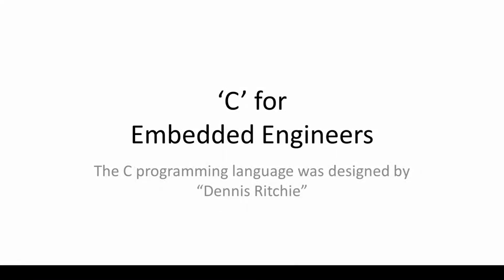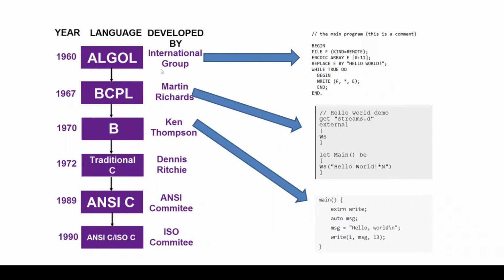Welcome to Embedded Everest. Today we will see an introduction to the C language. An international group developed the ALGOL language in 1960. ALGOL stands for Algorithmic Language. Here is the Hello World program written in the ALGOL programming language.